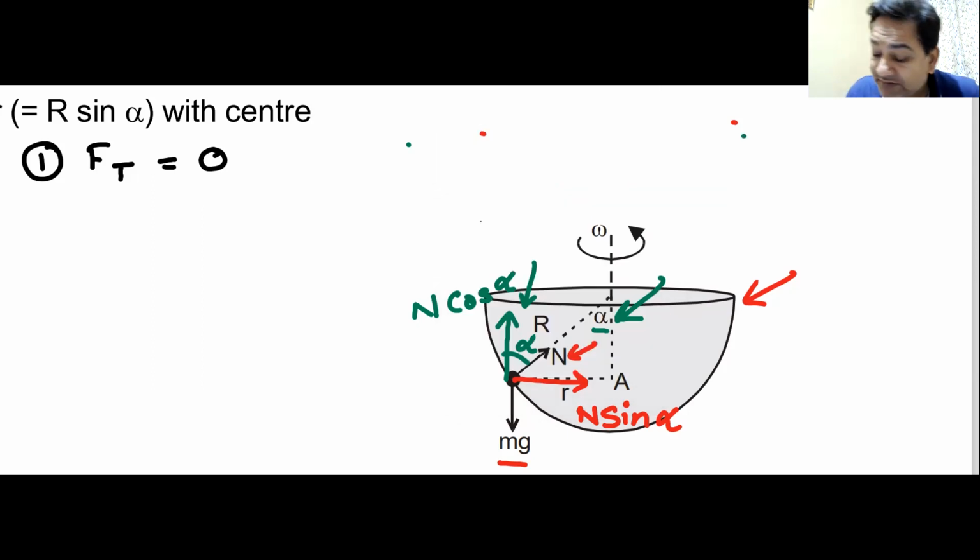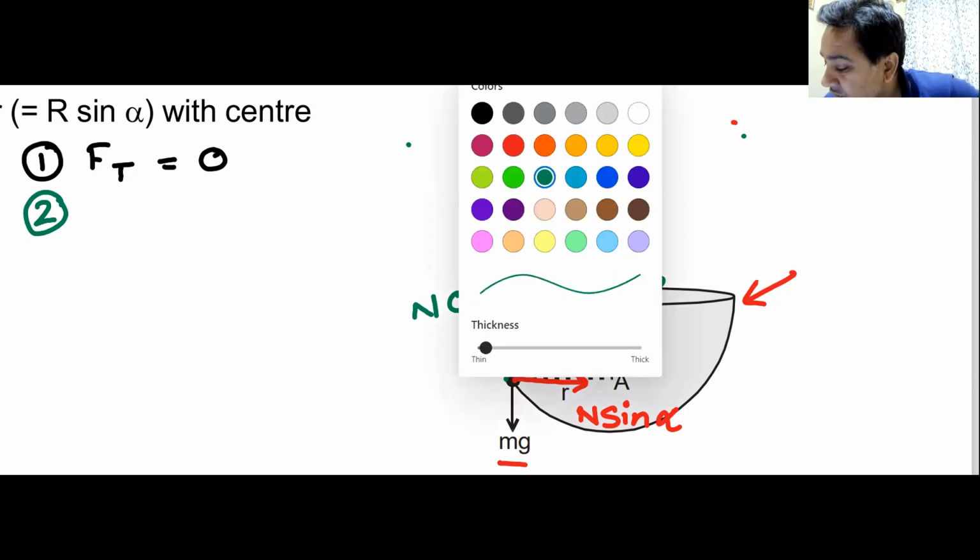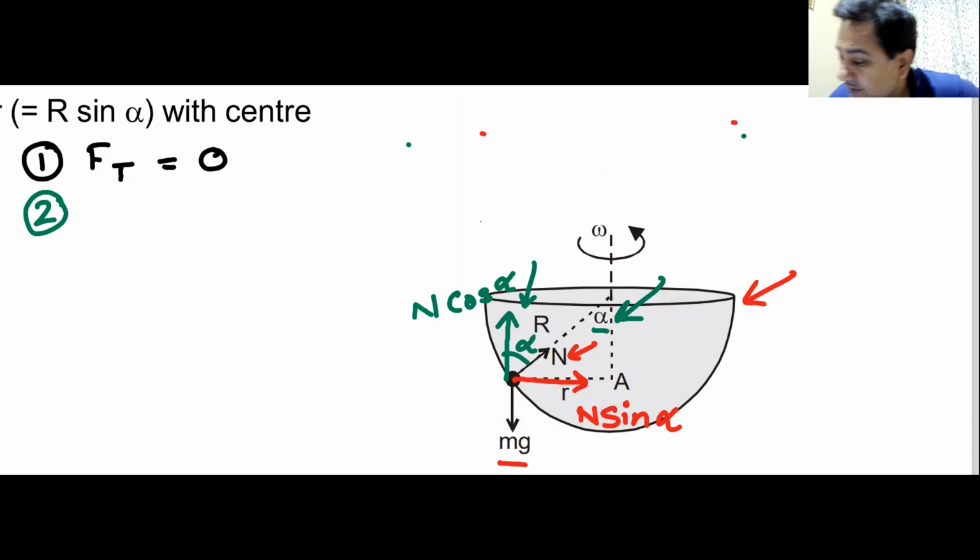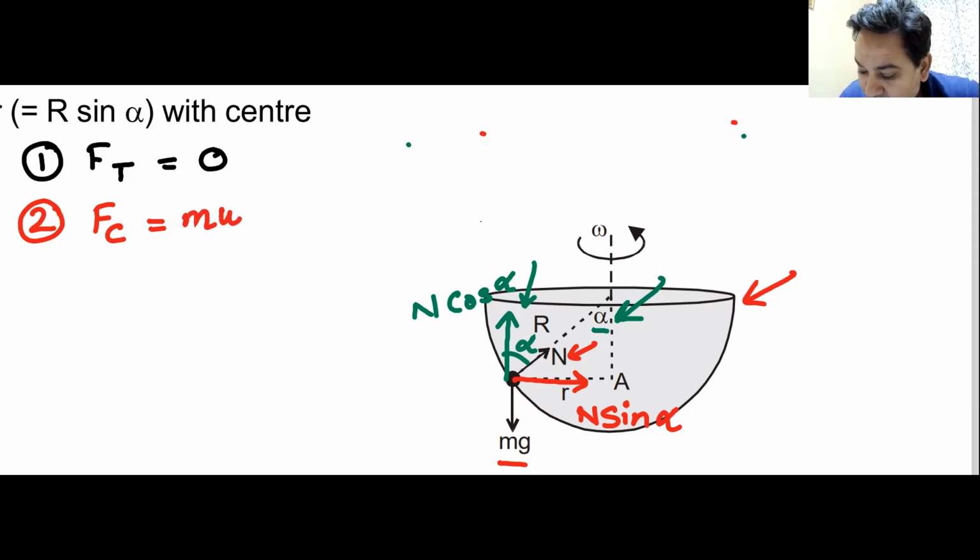Then we come on to the second direction. Oh, I should not make it in the green. I should make it in the red. I was making a mistake. I'm very particular about colors. Now I make the second equation, which is the equation in the radial direction. Radial direction, centripetal direction, F centripetal, is m times omega squared times r.